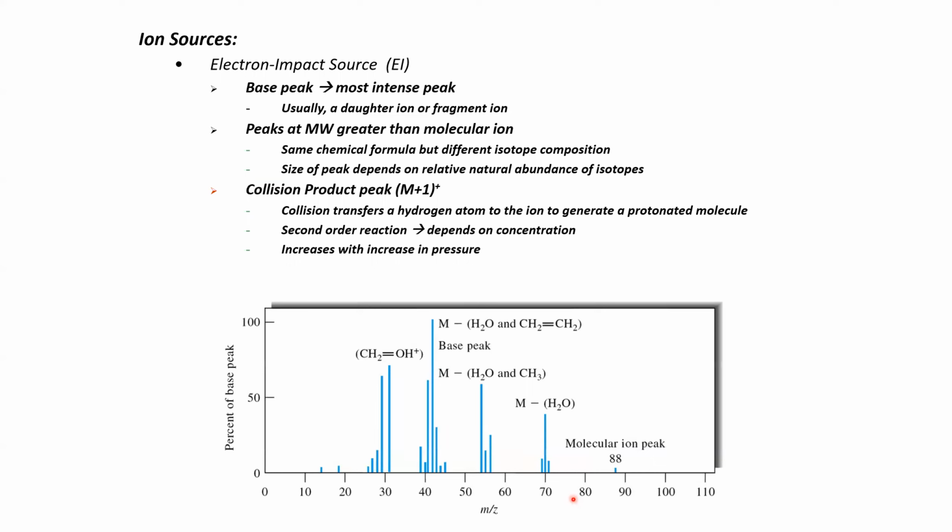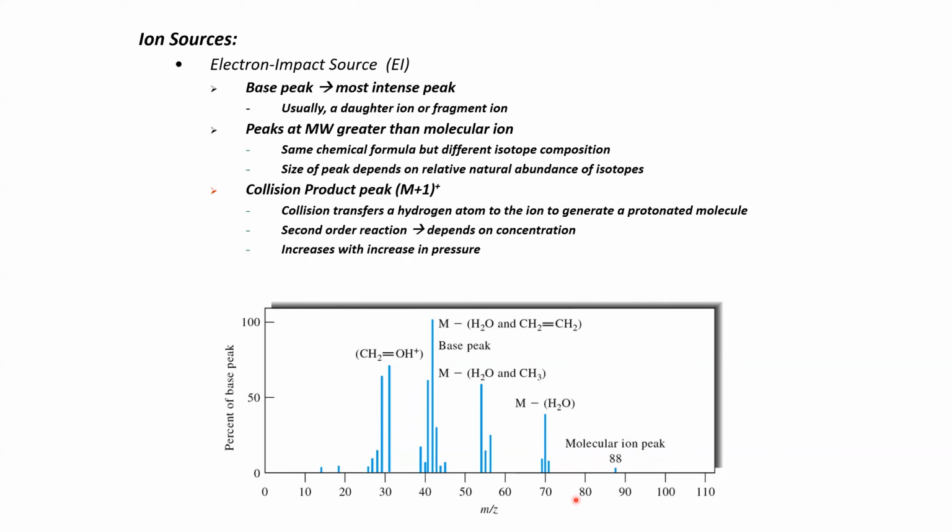Electron impact source. So the base peak is the most intense peak, usually a daughter ion or fragment ion. Then there are peaks at molecular weights greater than the molecular ion. So the same chemical formula, but maybe different isotope composition. Remember that some isotopes can be larger than the most abundant, and the size of the peak will depend on the relative natural abundance of isotopes.